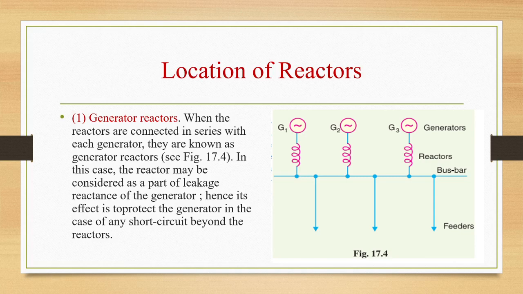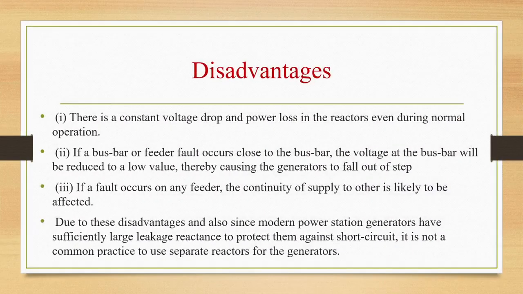When the reactors are connected in series with each generator, they are known as generator reactors, as shown in the diagram. In this case, the reactor may be considered as part of the leakage reactance of the generator. Hence, its effect is to protect the generator in the case of any short circuit beyond the reactors. It has some disadvantages. First one is there is a constant voltage drop and power loss in the reactors even during normal operation.